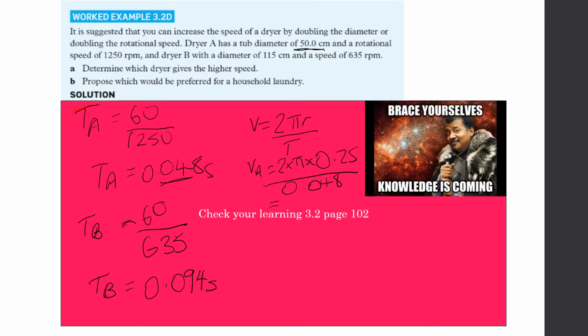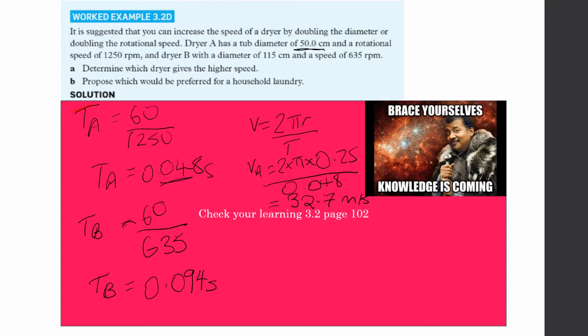That gives us the answer of 65. Oh, actually no, the answer in the book is wrong, so you need to plug that into your calculator, and that comes out as 32.7 to 3 significant figures, as it's given in the figures in the question, and the units is meters per second.